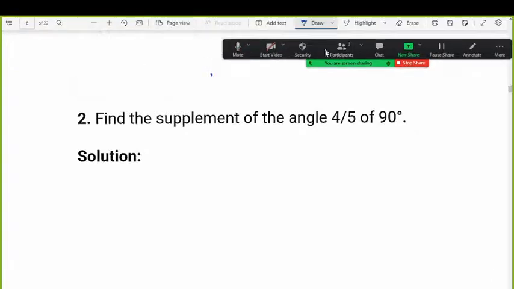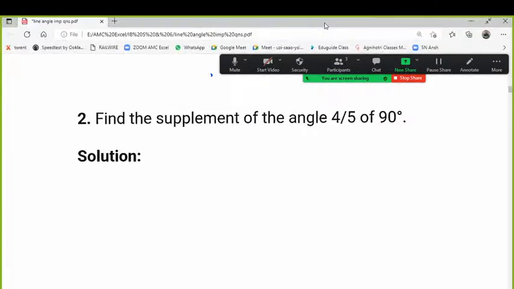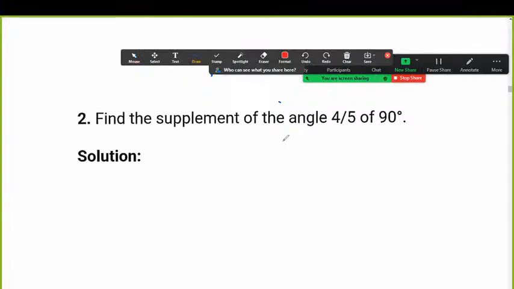Sir, I didn't get it. I didn't understand, sir. Okay, alright, no issue. I will explain. Find the supplement of the angle 4 by 5 of 90. So first you find out 4 over 5 of 90. That is coming out to be 72. Now you need to find out the supplement of this.